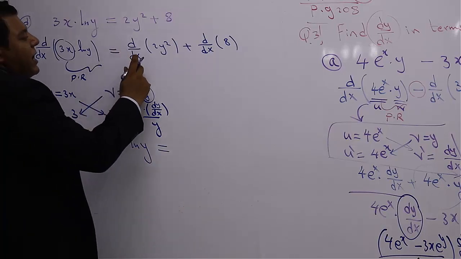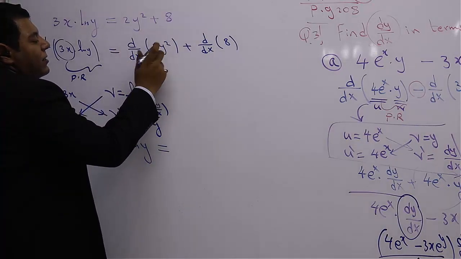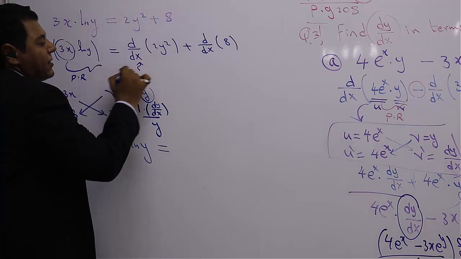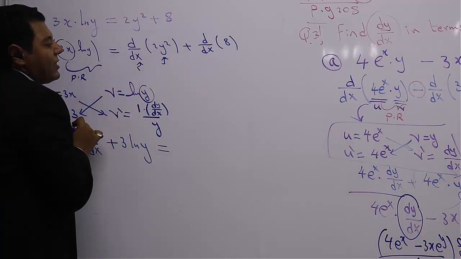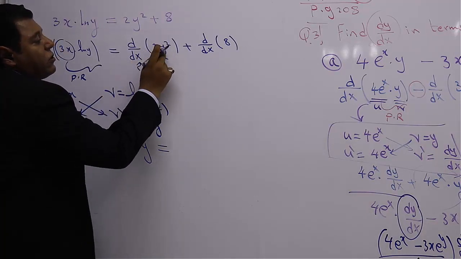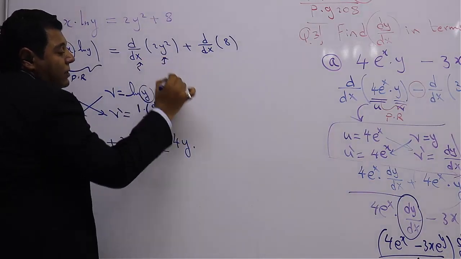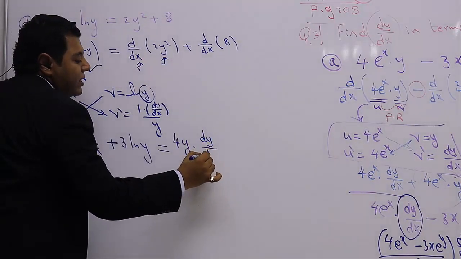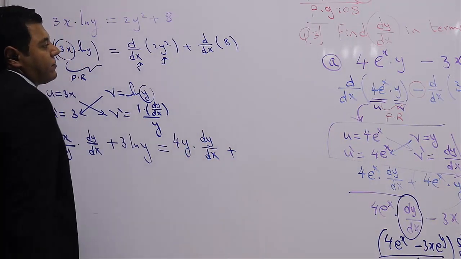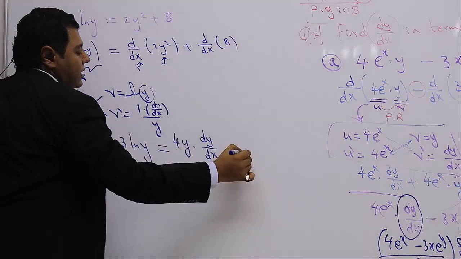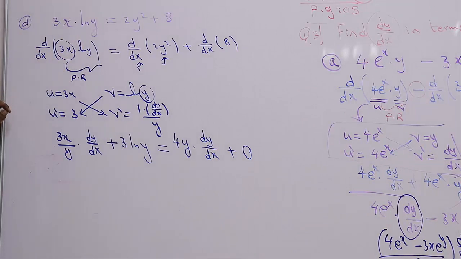With respect to dx for 2y squared, the variable here is x and the variable here is y, so differentiate normally. 2 times 2, it will be 4y times dy with respect to dx, plus the derivative of any number, which is equal to 0.